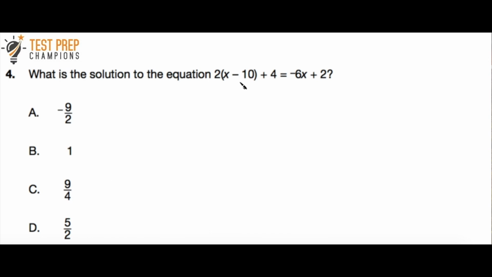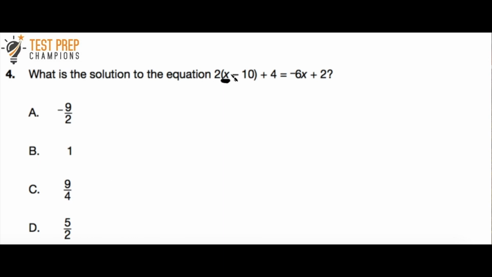So what we want to do is find out what the variable is equal to. So we want to get this variable by itself on one side of the equation. You might be wondering, what's a variable? Well, a variable is just another way of saying an unknown.